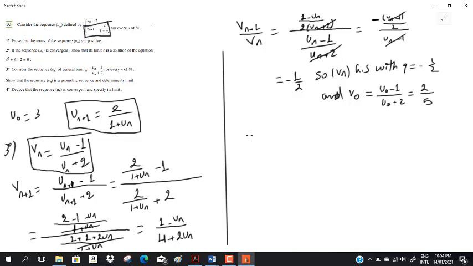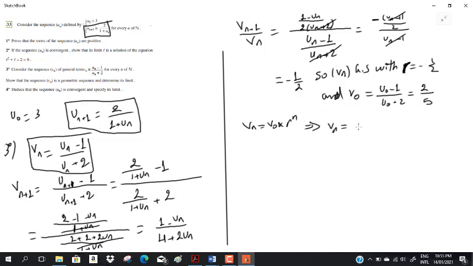And determine its limit. To find its limit, we have to find the general term. That is, we have to find Vn in terms of n. As we know, Vn equal V0 times the common ratio. We used to call it R, not Q. Vn equal V0 times R power n. In French, they call it Q, for the students that take math in French.